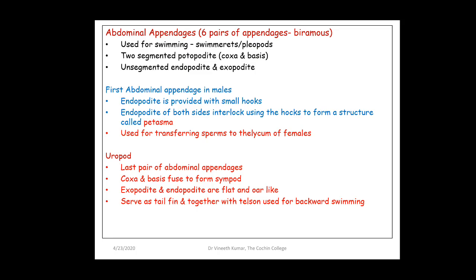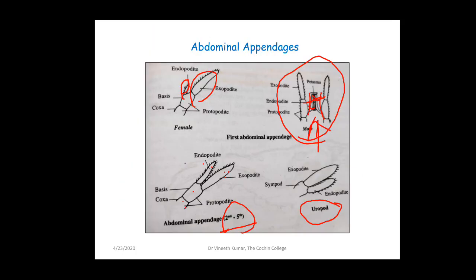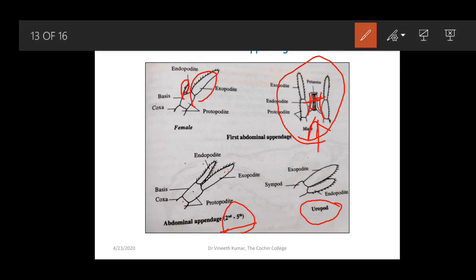Then coming to another special one, the uropod, which is the last abdominal appendage. Here the coxa and basis fuse to form a structure called the sympod, and the exopodite and endopodite are flattened, having the shape of an oar. This structure, the uropod, is used for backward movement or backward swimming. These appendages are mainly used for swimming. They are swimming appendages or pleopods.